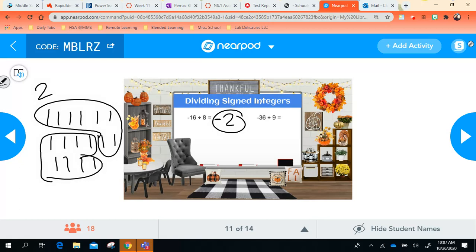Same thing with the next one. Negative divided by a positive. What does that give me? Negative 4. Don't give me the answer. Oh. What is 36 divided by 9? Negative 4.